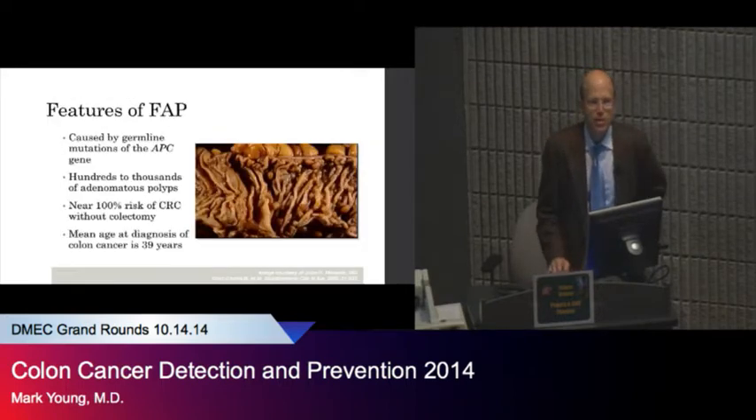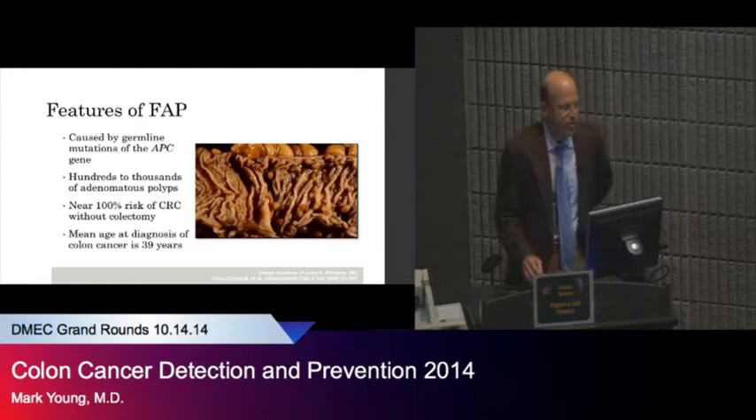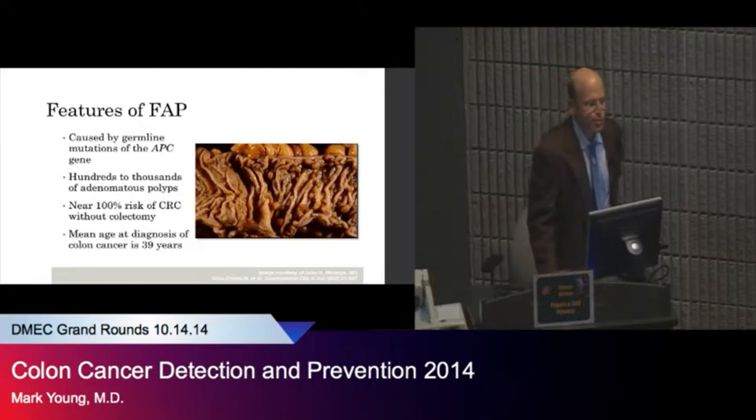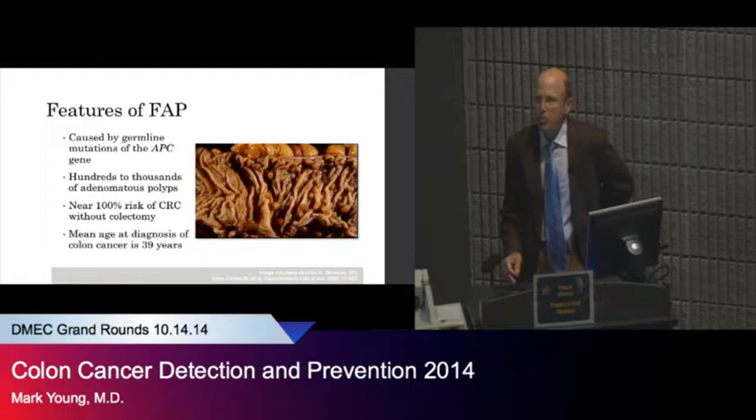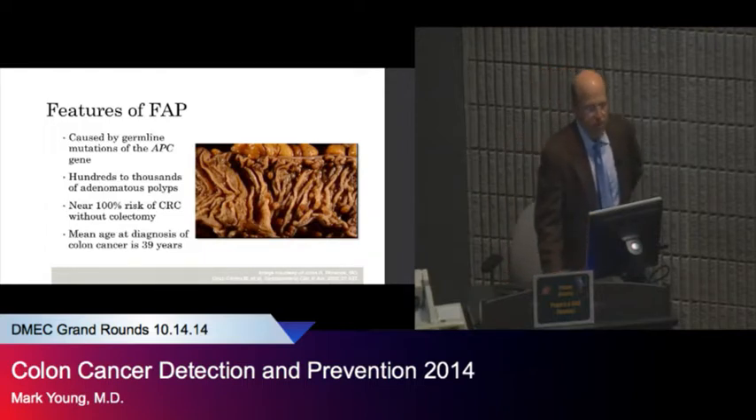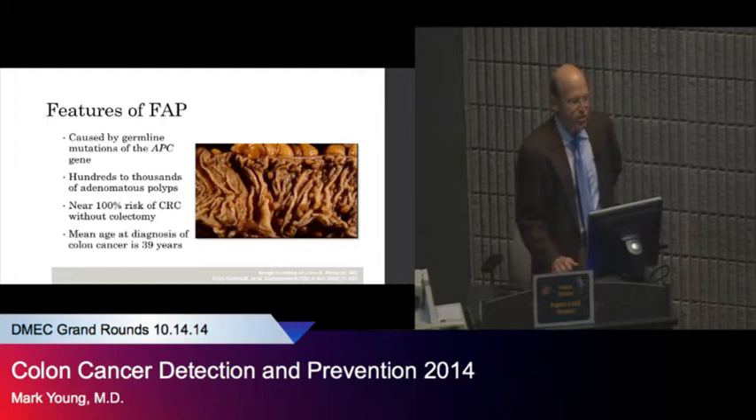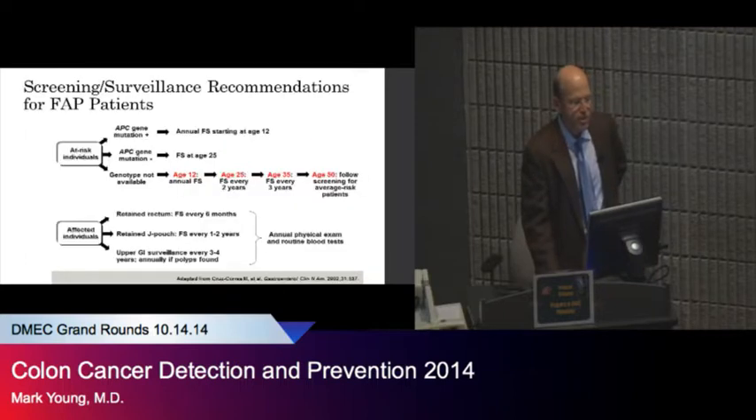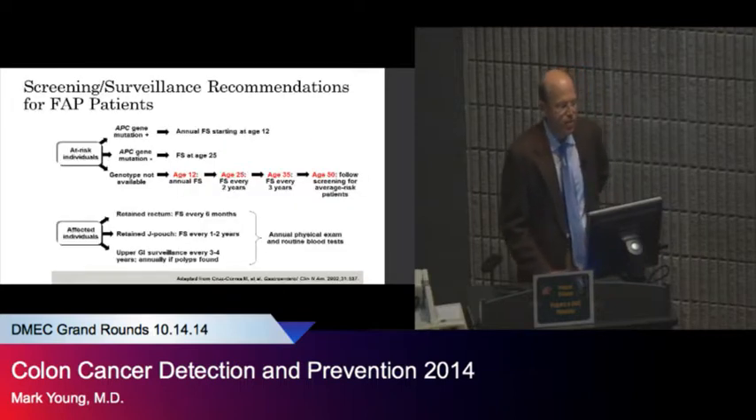Now, just for test-taking purposes, not that any of us are concerned about taking tests, I'm sure, but familial adenomatous polyposis, it's an autosomal dominant disease with a germline mutation, the APC gene, and lends itself wonderfully for test-taking purposes. You have hundreds to thousands of adenomatous polyps. The risk of cancer is 100% without colectomy, and the mean age of diagnosis is about 39 years old.